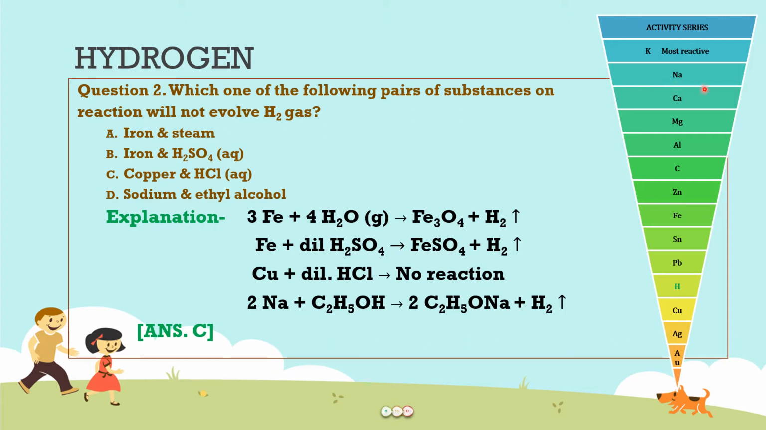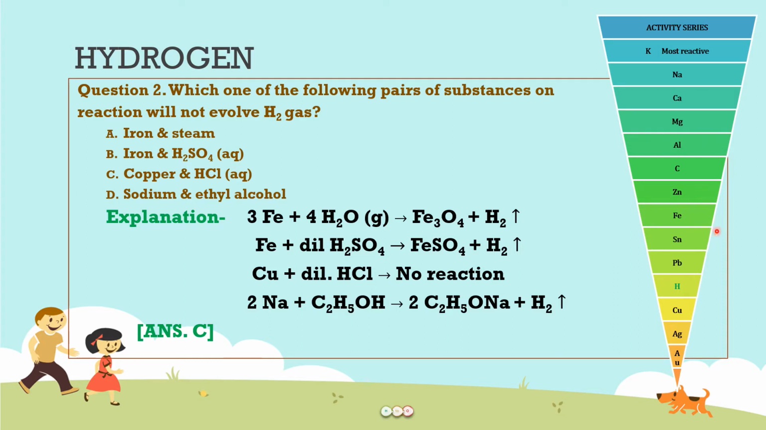When we move on to calcium, calcium plus water produces calcium hydroxide and hydrogen, but the reaction is slow. Next, we have magnesium and aluminium. These are the elements which can react with hot water, and again they produce their corresponding oxide. So when it is cold water, they produce hydroxide, and when it is hot water, they produce the oxide. Along with that, hydrogen is evolved.